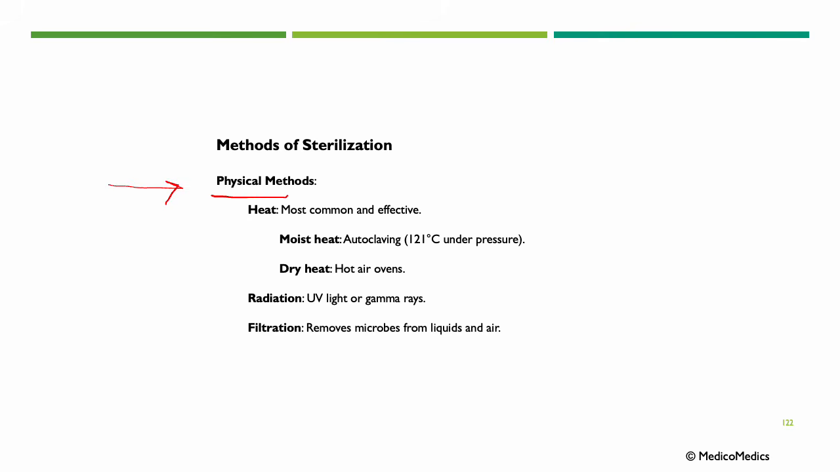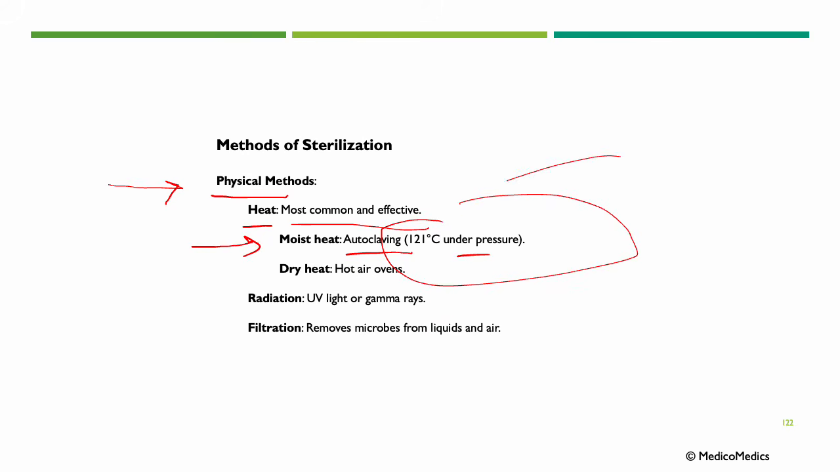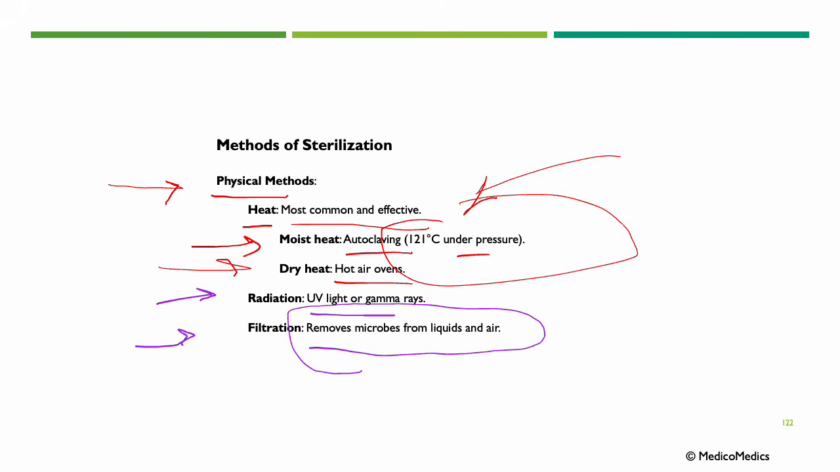Now, some methods. We have some physical methods of sterilization, like heat. It is the most common and most effective method. So, moist heat through the process of autoclaving is 121 degrees Celsius under pressure, and it kind of works like a pressure cooker. Then we have dry heat, like hot air ovens. Another way is irradiation, using UV light or gamma rays. Filtration, removing microbes from liquid and air.